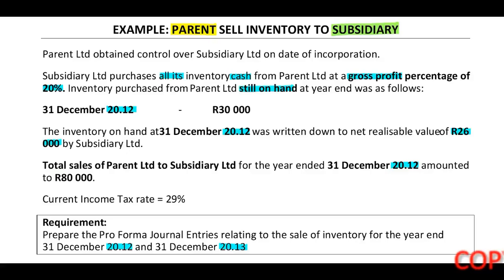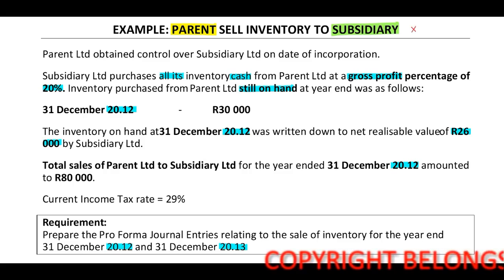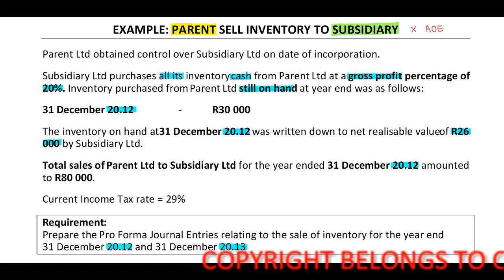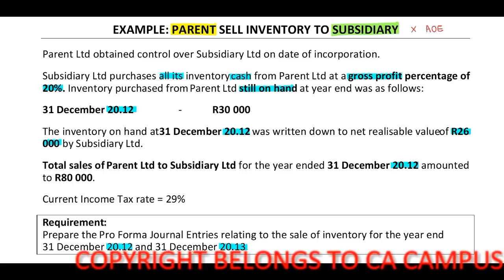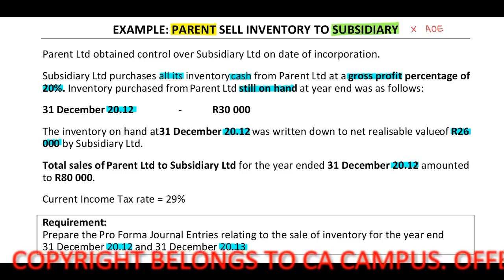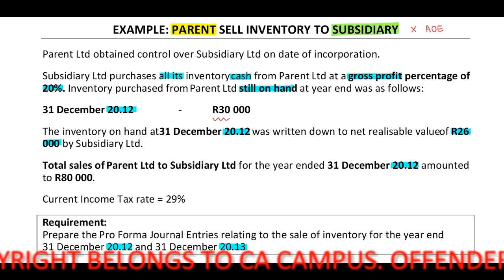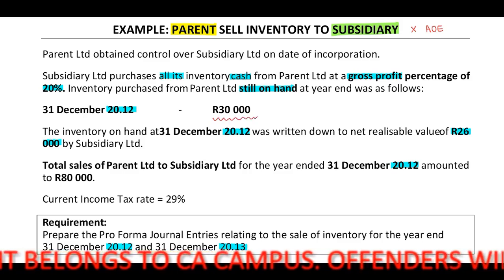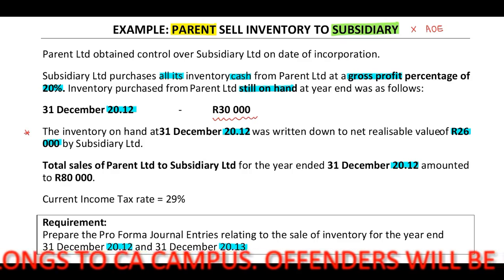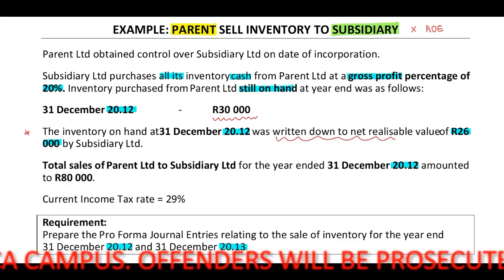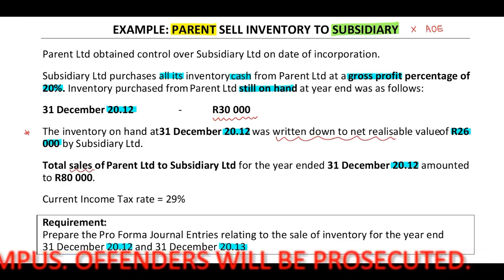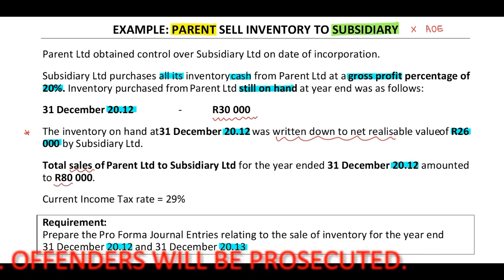Right, I assume that you have read through the scenario. Now, the parent sells inventory to the subsidiary, therefore this will not have an effect on the analysis of owner's equity. They indicate to us that the subsidiary purchased all of its inventory for cash from the parent at a gross profit percentage of 20%, and there was still inventory on hand at the end of 2011 of 30,000. Then the inventory on hand at the end of 2012 was written down to net realizable value of 26,000. Total sales of the parent to the subsidiary for 2012 amounted to 80,000.